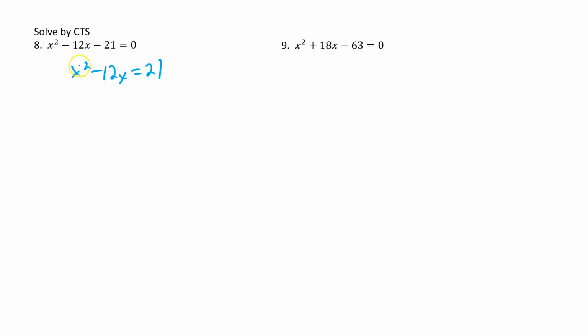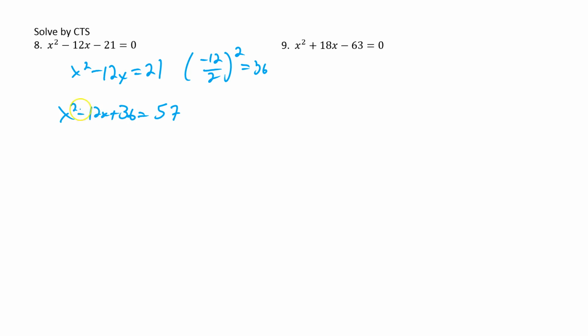Now we already divided by the constant, so we don't have to worry about that. So now we're going to divide this by 2 and square it. Negative 12 divided by 2 squared, that's negative 6 squared, which is 36. So we add that to both sides. So we have x squared minus 12x plus 36 is equal to 21 plus 36, which is 57.